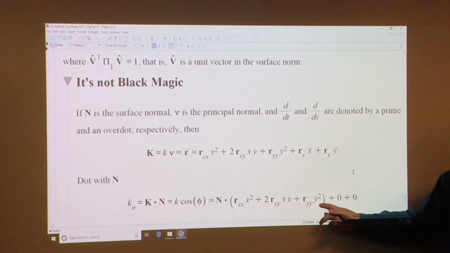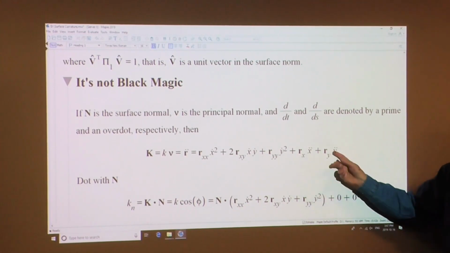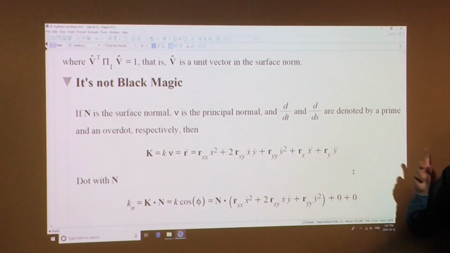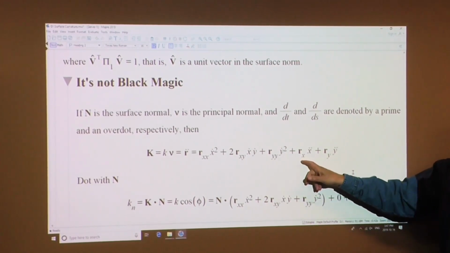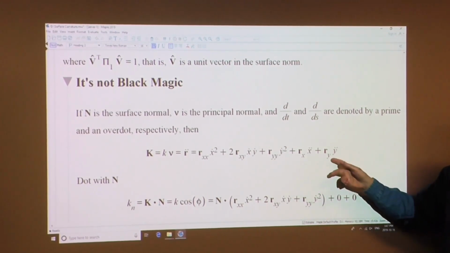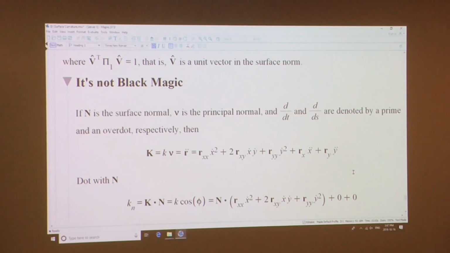I keep the first 3 terms together, and I look at these 2 terms. N is the surface normal. This is in the tangent plane. Rx is in the tangent plane. They're orthogonal. You get 0.